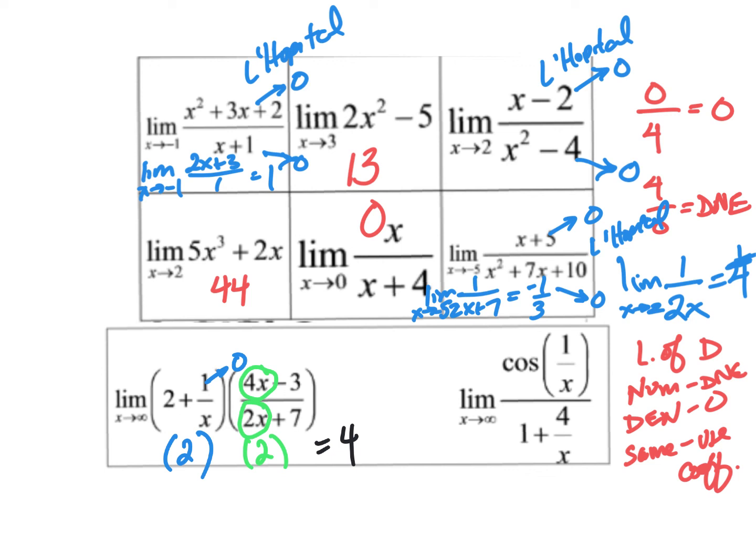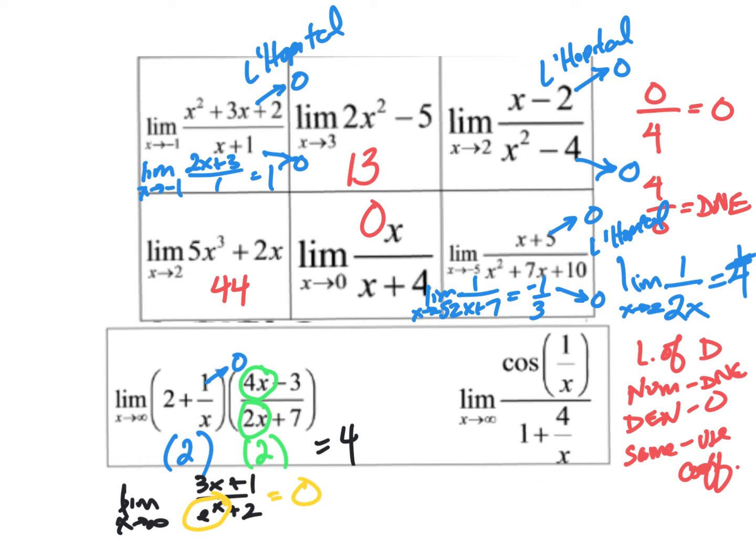Now, it might not always mix, but for example, if you had a limit as x went to infinity, and on the top you had 3x plus 1, and on the bottom you had e to the x plus 2, well, e to the x is more powerful than 3x, so that limit is 0. Look for the highest powered thing. And again, if it's in the numerator, the limit doesn't exist. If it's in the denominator, the limit's 0. If it's the same, use the coefficients.